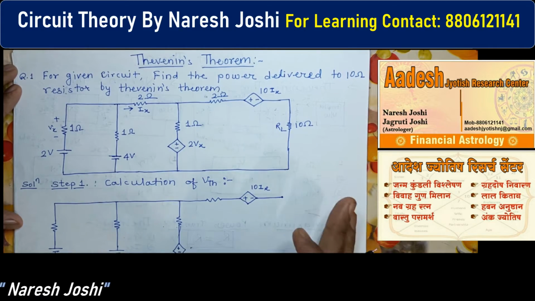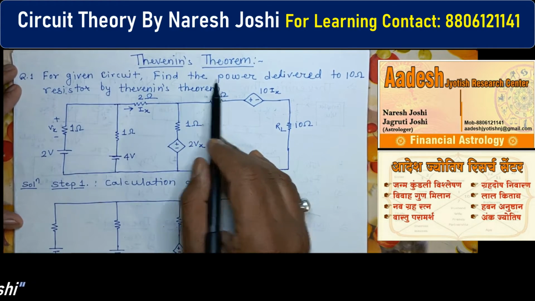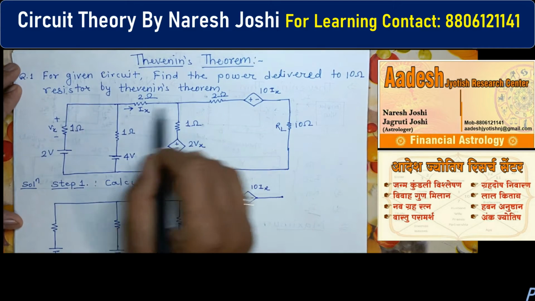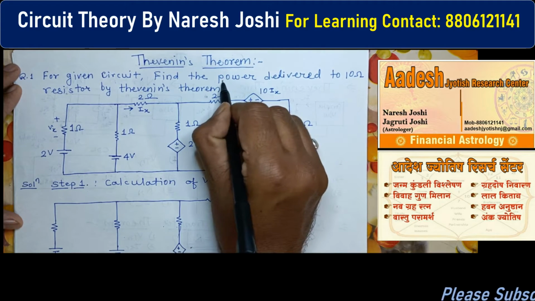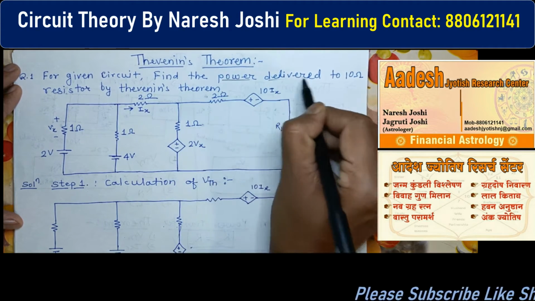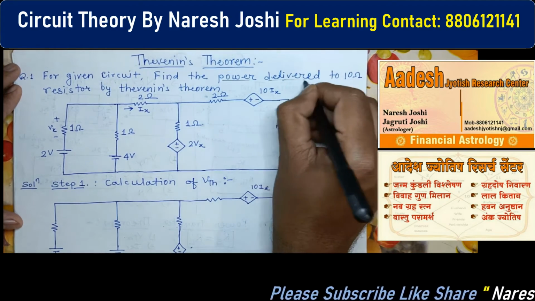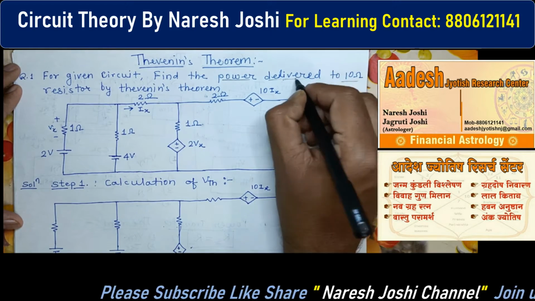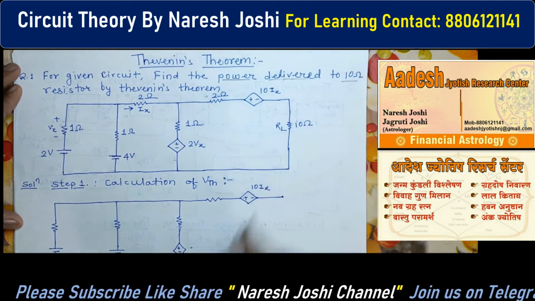So let's see, we are moving on to Thevenin's theorem. So what is the question? For the given circuit, find the power delivered. Okay, given circuit, that means the circuit diagram is given here. And what is the question? Find the power delivered to 10 ohm. Okay, so here what you have to find out? Power delivered to the 10 ohm.